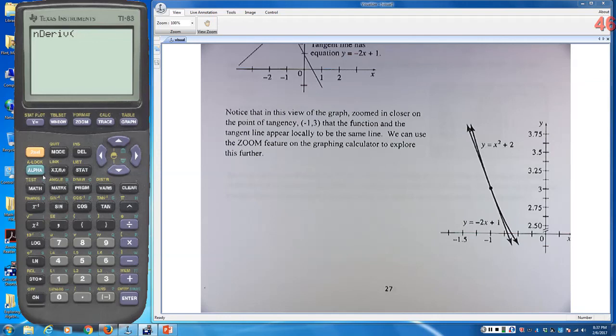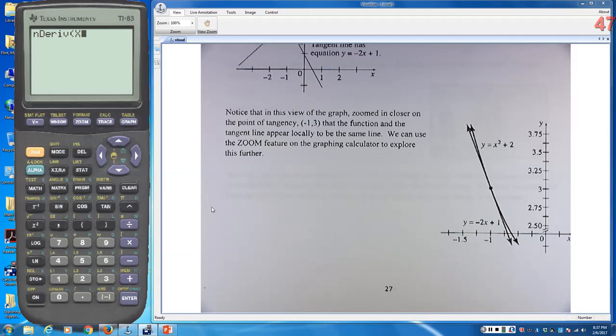The first thing that the 84 people are going to enter is the value that you want the derivative with respect to, which is x. But for the 83 people, the first thing you enter is the function. Now, since I've got it in y1, I can simply use y1. But if you don't already have it in y1, you can actually type it right here.